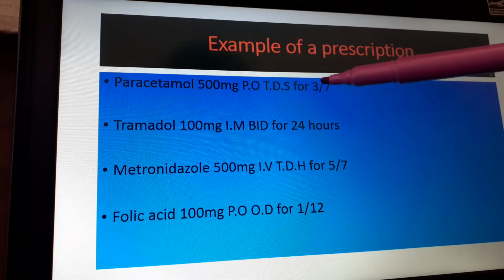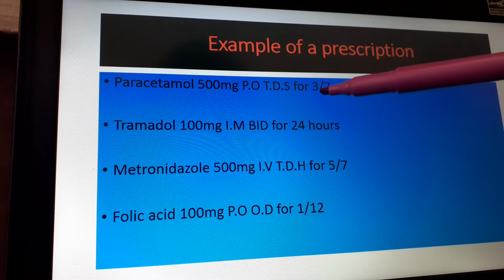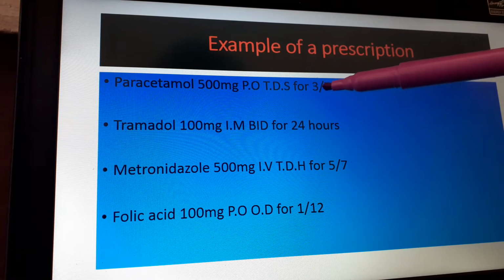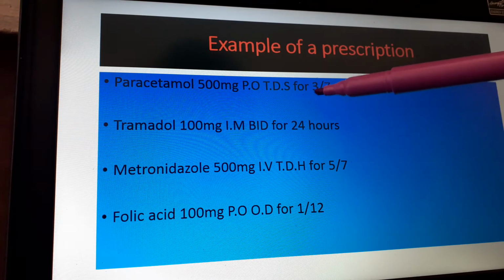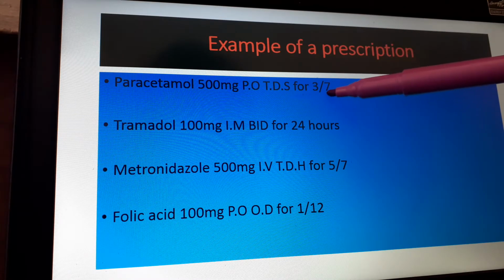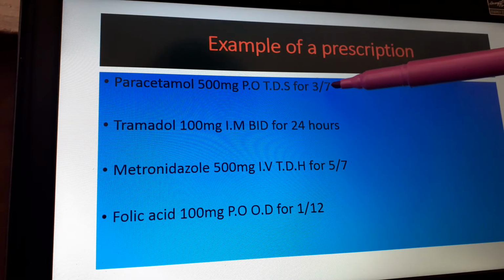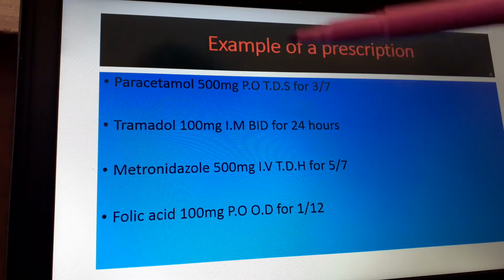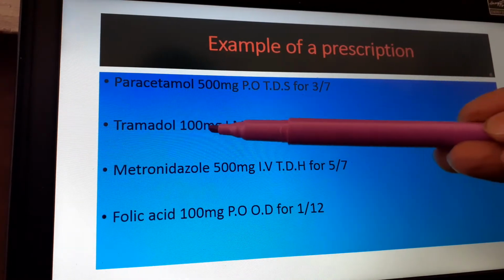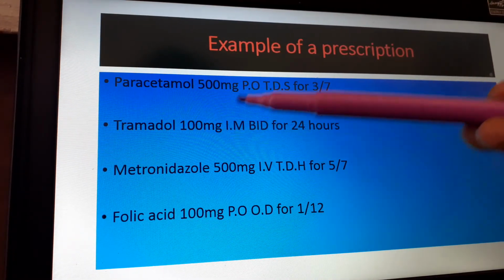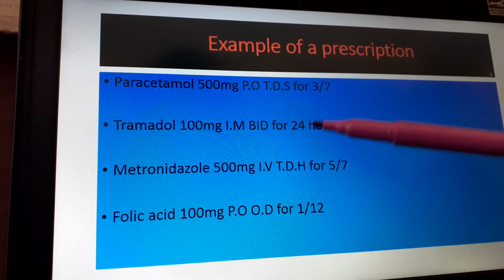And we have the duration, 3/7. That means the drug has to be taken 3 out of 7 days. So if you find the denominator here is 7, these are the days. So 3 days. The same: name of drug, the dose, route, frequency, duration.